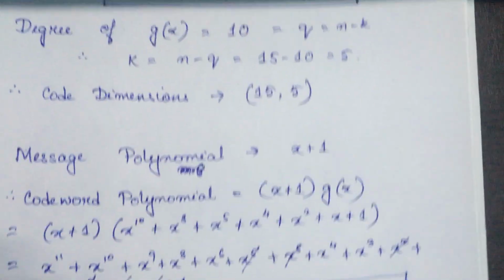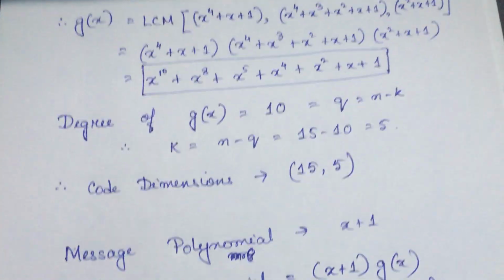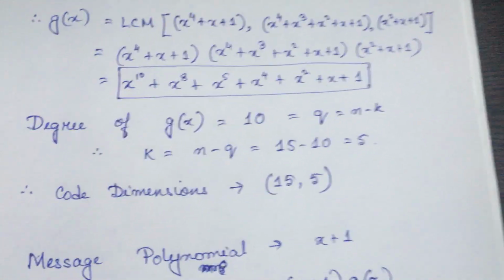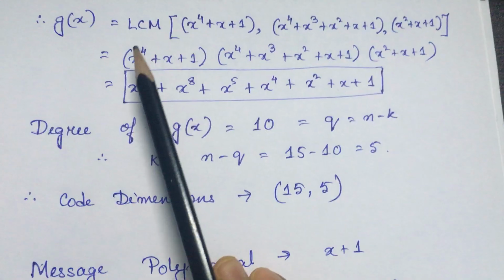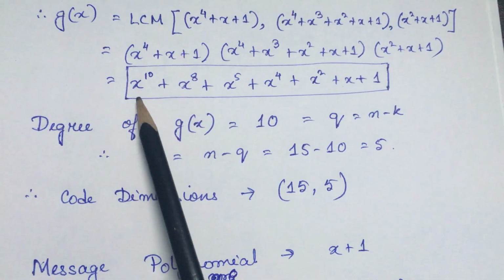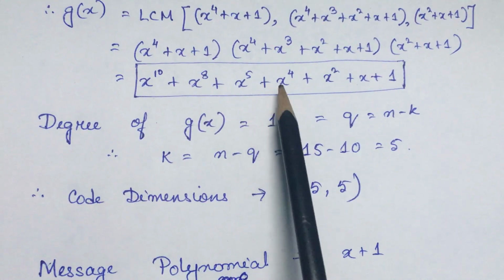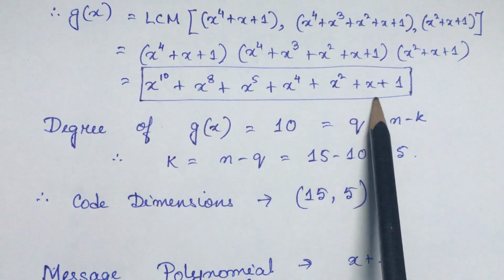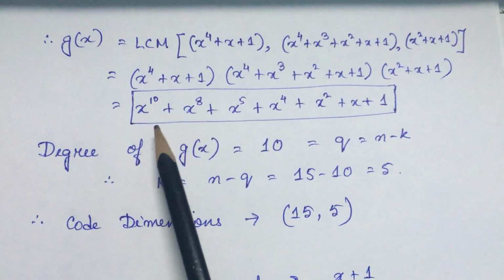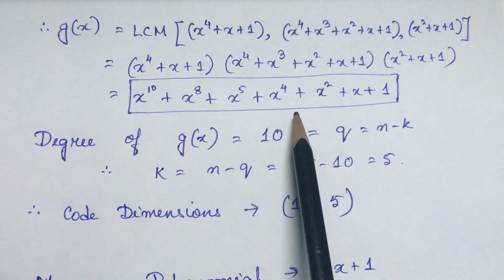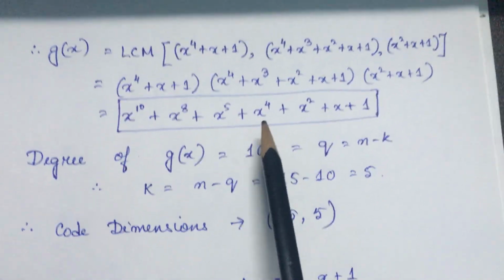So now we already have the minimal polynomials corresponding to alpha, alpha cube, and alpha to the power 5, and using them we can find out gx as x to the power 10 plus x to the power 8 plus x to the power 5 plus x to the power 4 plus x square plus x plus 1. So this is the required generator polynomial of the code.